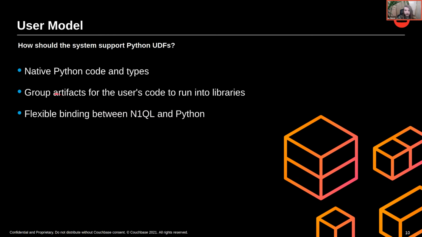To do that, we can take the dependencies of the user's code and group that into libraries. So it's like a hermetically sealed container of all of the dependencies of the user code. And then basically allow the user to define the binding between that code and Nickel for Analytics. That way you can avoid namespace conflicts with functions that already exist inside of Nickel for Analytics, and allow the user to reuse the code by defining the function multiple times.